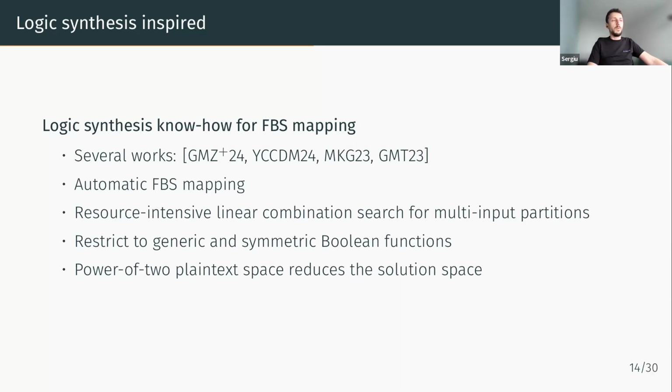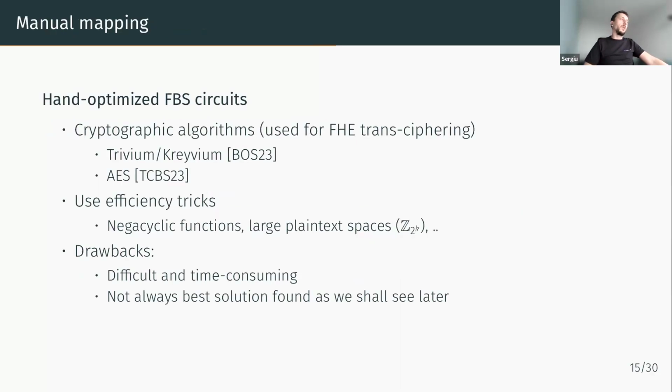And also almost all the works use only a power of two plaintext spaces, which significantly reduces the solution space. Another line of works is manual mapping, where the authors try to hand optimize the applications to functional bootstrapping, mainly cryptographic algorithms like Trivium, Kreyvium, or AES.